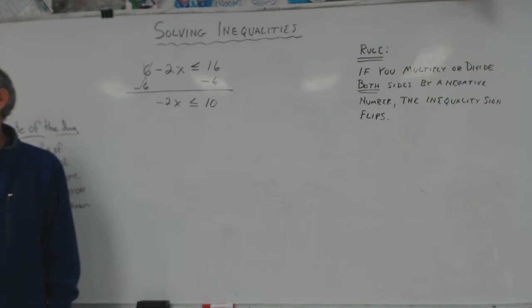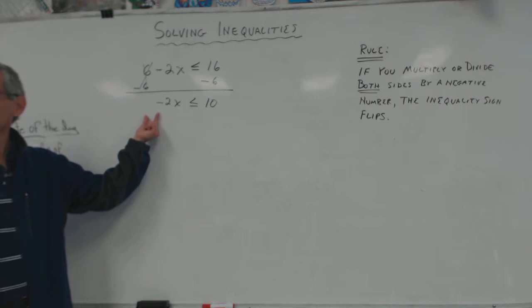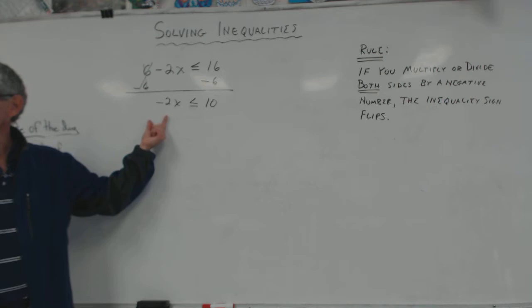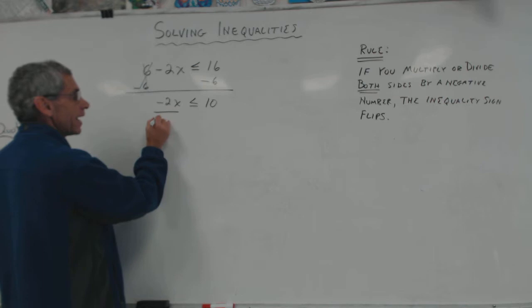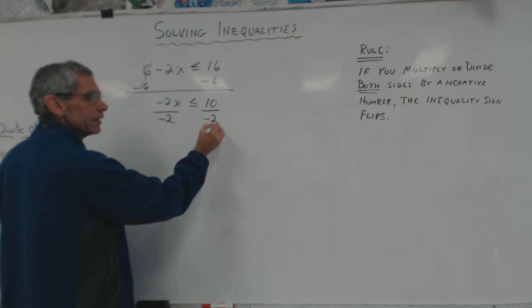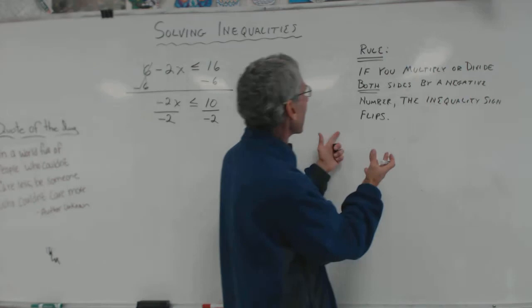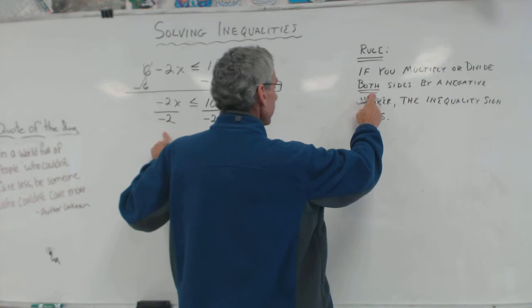Now you divide by 2. Yeah, divide by negative 2. The number that's in front of the x is what you divide by. If I just divided by 2, I'd have negative x. I want to divide by negative 2, so I have x, so I can say what x is. So I've got to divide by negative 2, and I'm suddenly remembering some rule I vaguely recall writing down a few seconds ago. There it is! If you multiply or divide both sides by a negative number.